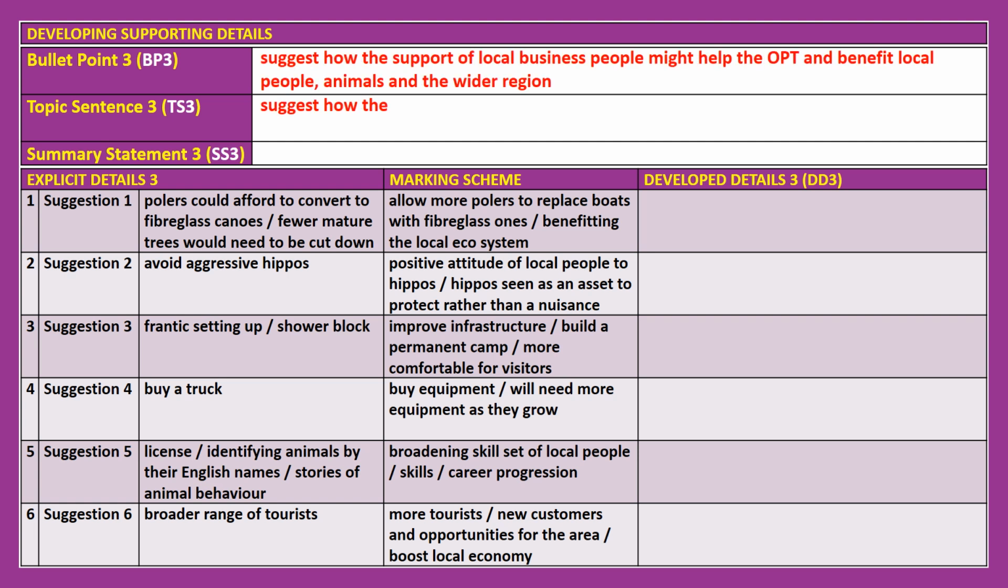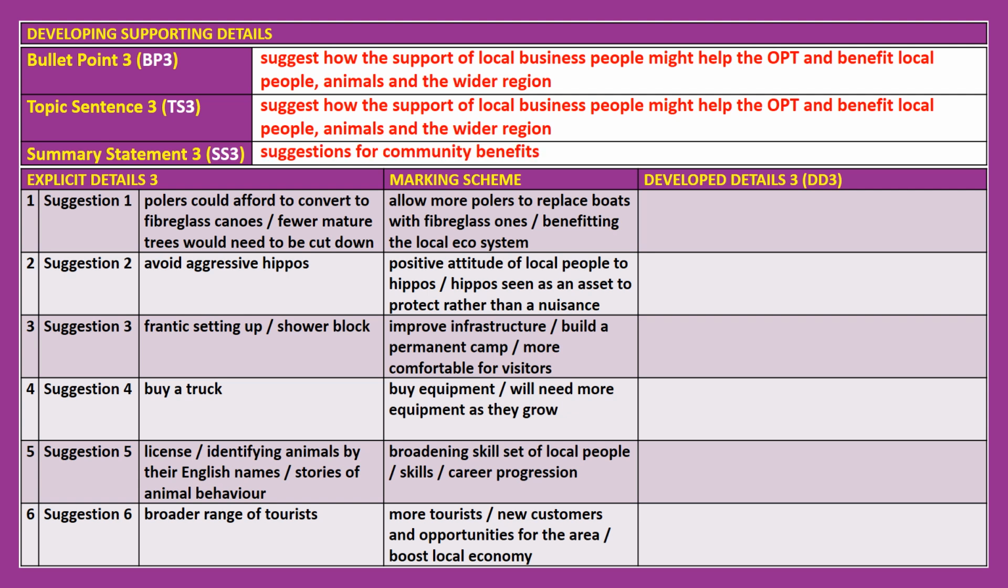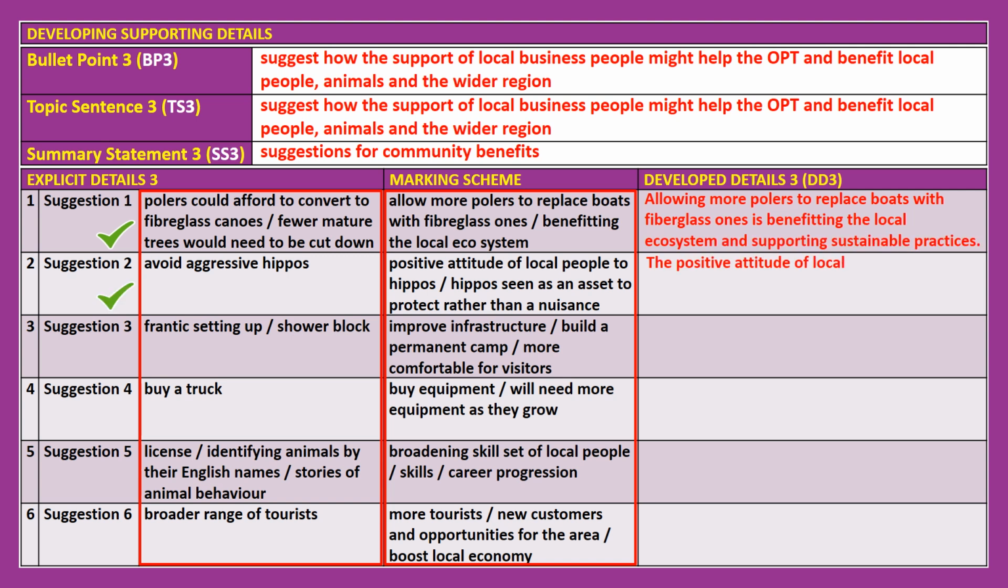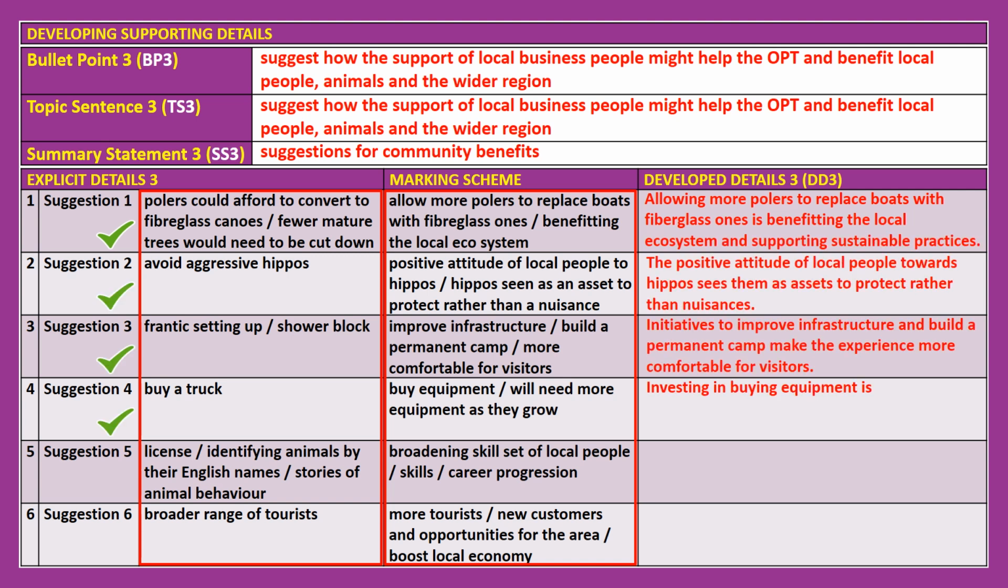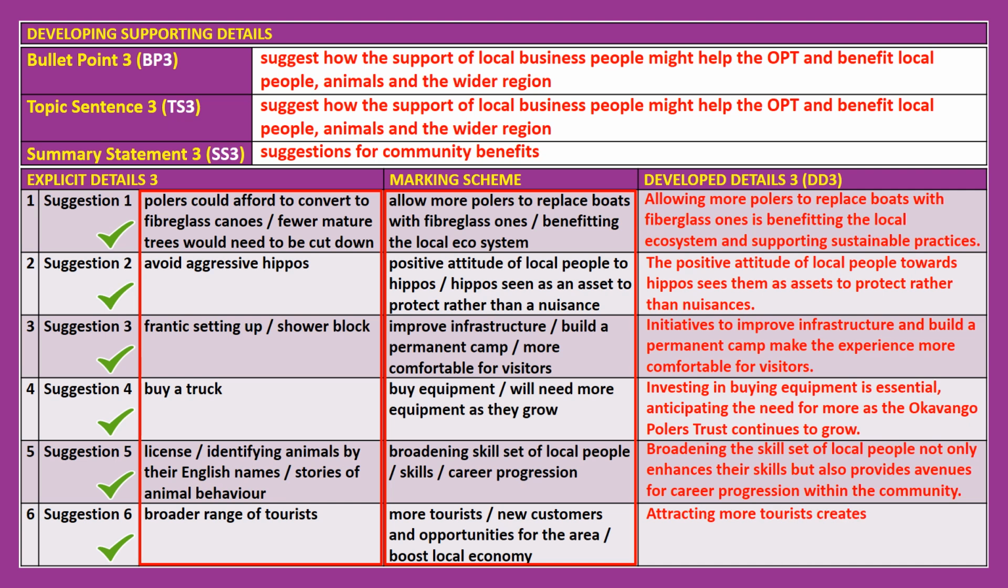This is how you develop your supporting details for the third bullet point. Think of a topic sentence based on the third bullet point. Create a summary statement as well. Ensure you collate explicit details that you have highlighted for the third bullet point and group together related ideas. Use clues from the explicit details and the marking scheme provided to develop details to be included in your body paragraph 3. As the third bullet point demands, suggest community benefits: Suggestion 1, Suggestion 2, Suggestion 3, Suggestion 4, Suggestion 5, and Suggestion 6.